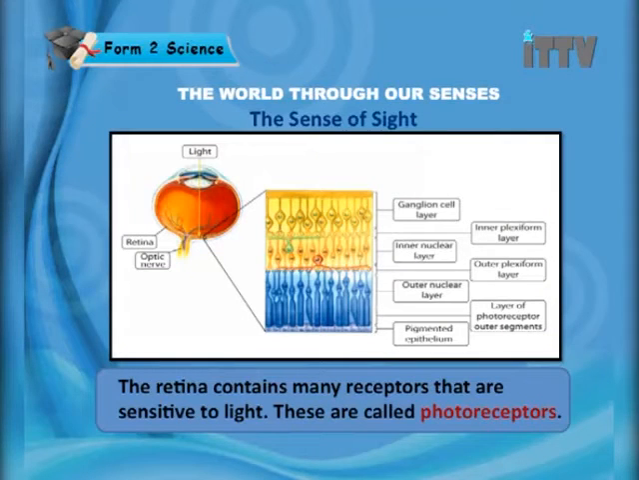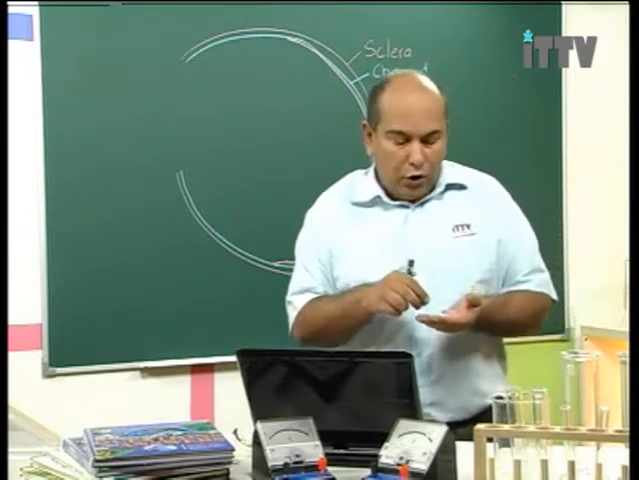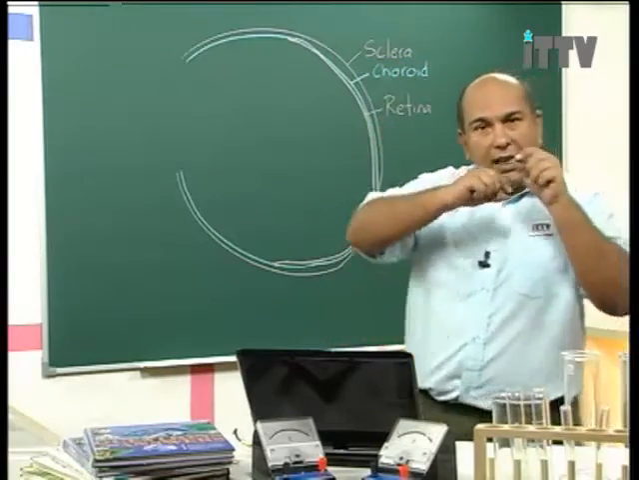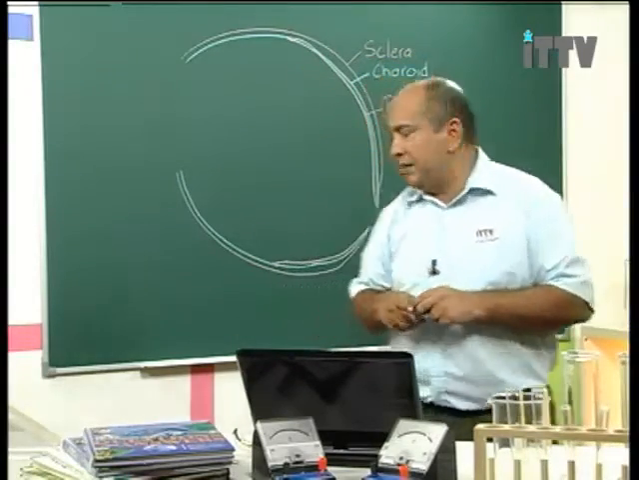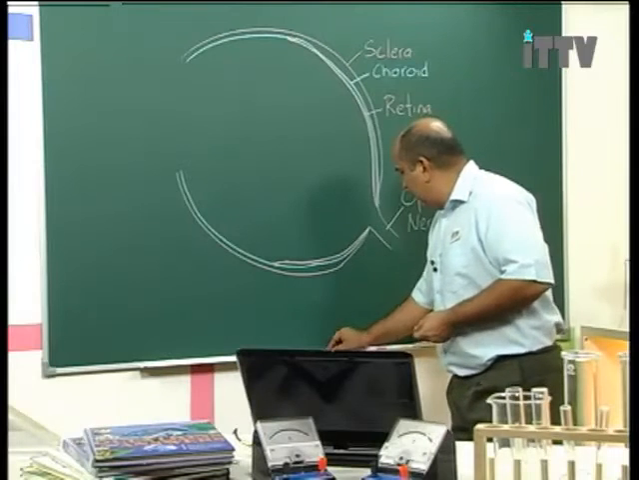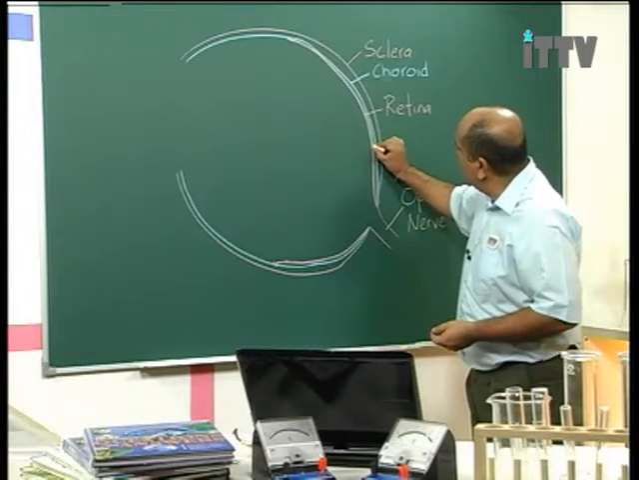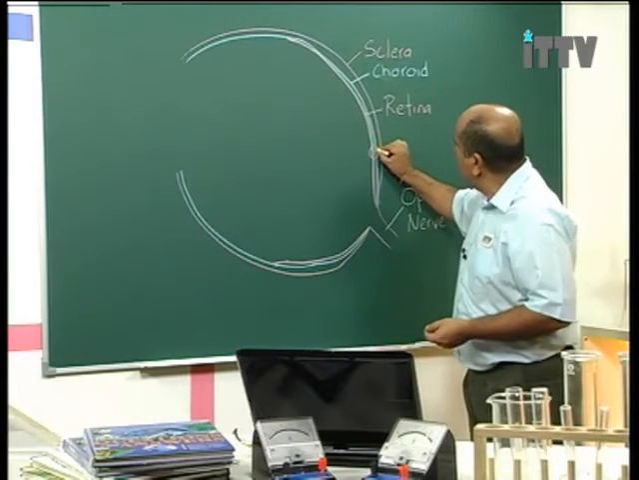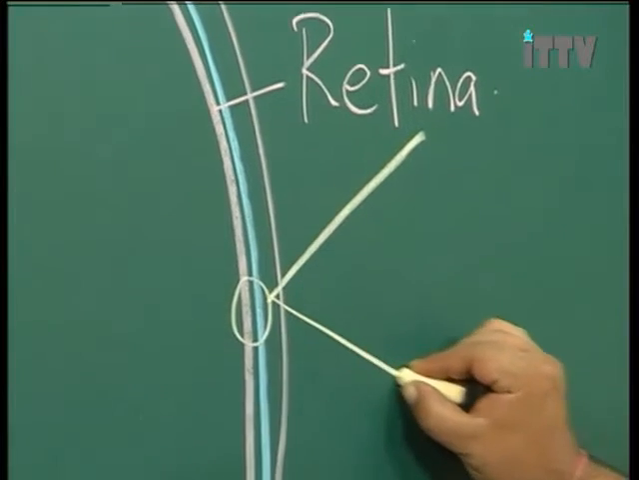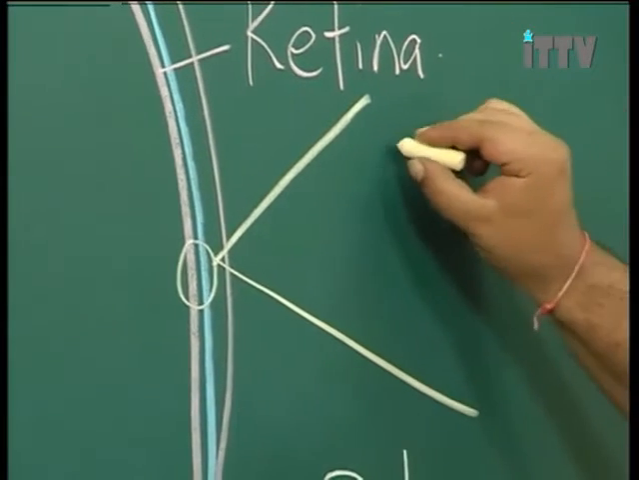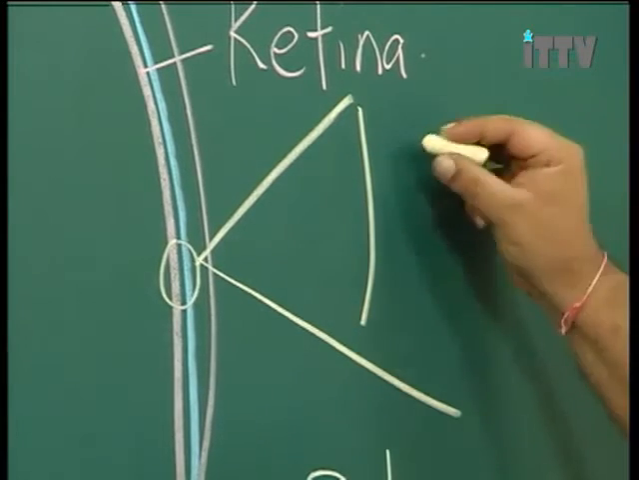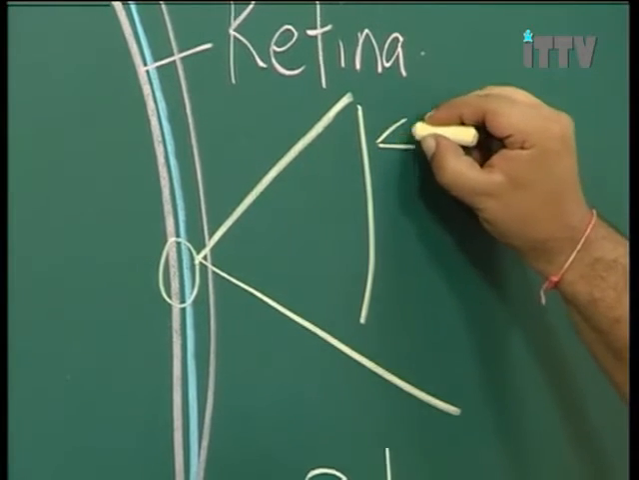Okay? Right. Let's have a look at the retina in a bit of detail now. The retina contains many receptors that are sensitive to light. These are called photoreceptors. So if we were to take a close look at the retina, you will notice that it is full of these receptors. So what we'll do is, we'll just take a little area of the retina, just this area here, and expand it out. And what you'll notice is the retina, behind it, has got all these receptors.